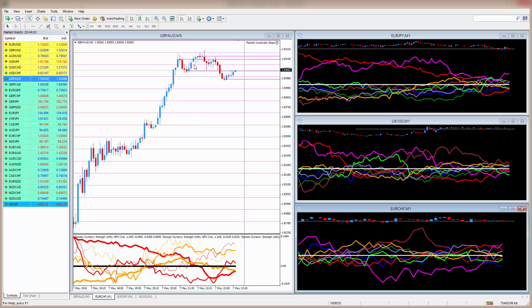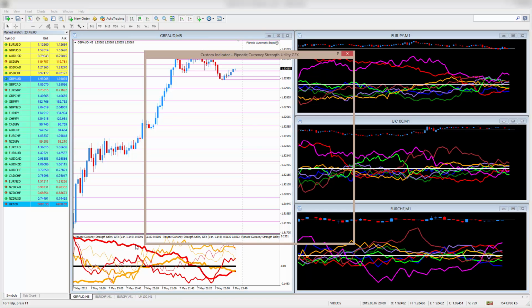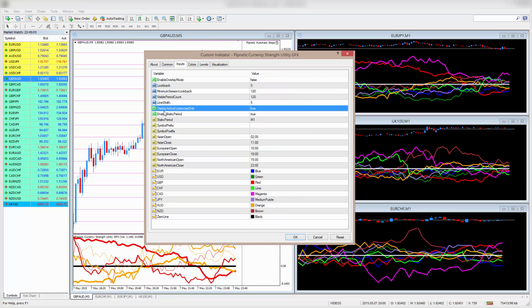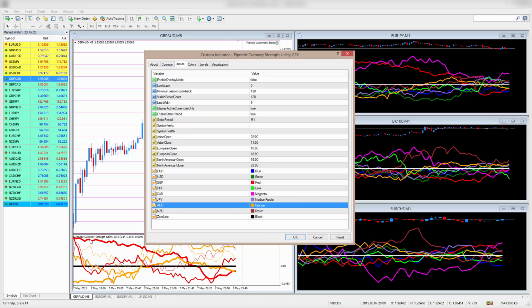We look over to the left here, we can see that I have my currency pair chart here, and below I have 3 instances of the indicator. But here I have enabled an option called display active currencies only. So when this is set to true, the indicator will look at the instrument that we're trading, which here is the pound Australian dollar, and it will only show us these 2 currencies. So the pound being the red and the Australian dollar being the orange. Here you can see the pound and the Australian dollar.